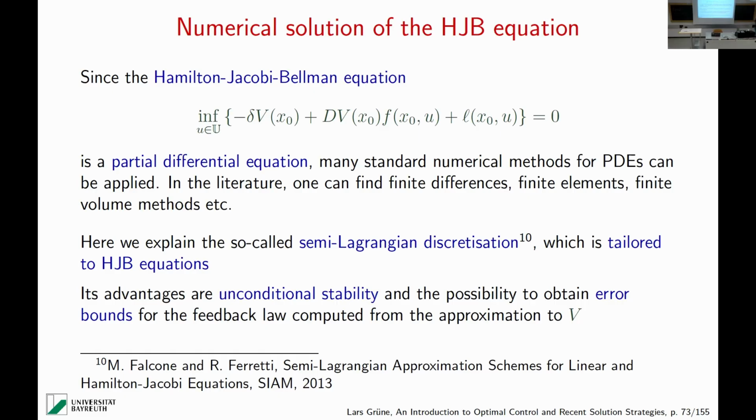These semi-Lagrangian schemes are really stable for all combinations of discretization parameters, which is a real numerical benefit of these schemes. But what is, in my opinion, even more important is that if you compute the feedback law from the approximation to V, you would also like to have an error estimate there, right? What you would like to say is, okay, the feedback law I'm computing is, say, at most 10% worse than the optimal feedback law. And with these kind of schemes, you can do that.